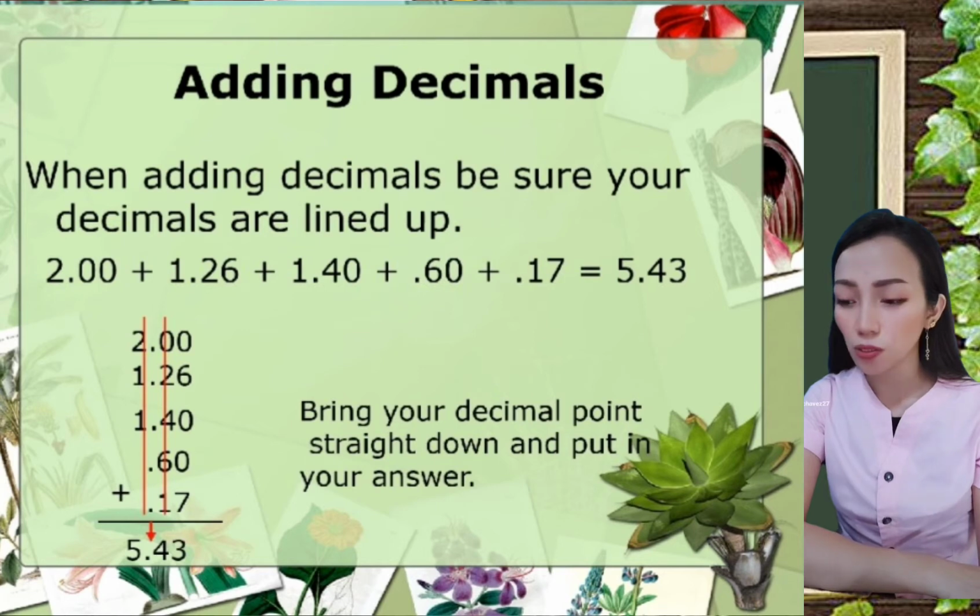Halimbawa, itong 6 plus 7, the rest ay 0 na. So, 13, carry 1. That is 2 plus 1, yung carry, maging 3. Plus 4 is 7. Plus 6 ay 13. Plus 1 ay 14. Carry 1. 2 plus 1 is 3, 4, 5. So, the answer is 5.43. So, ganun lang kadali, di ba? Bring your decimal point straight down and put it in your answer.